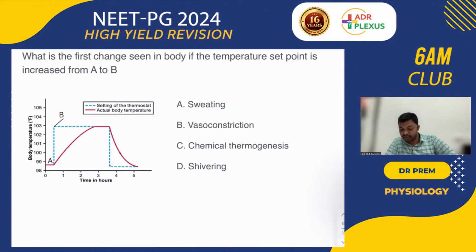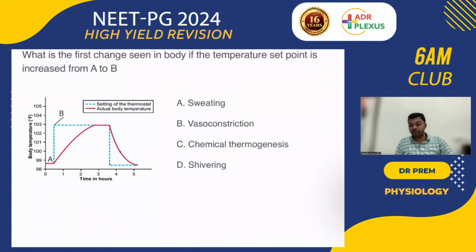Good. Another one. What is the first change seen in the body if the temperature set point is increased from A to B? The set point is increased from 98 or 98.5 all the way to 103. If the setting of the thermostat is increased, what are you seeing here? There is an increase in body temperature, right? From A to B, there is going to be an increase in body temperature. Lovely.